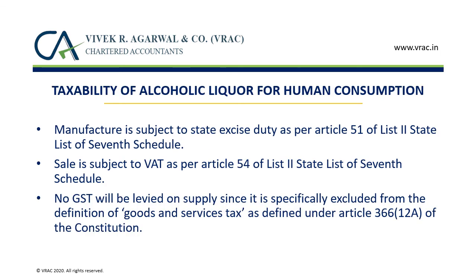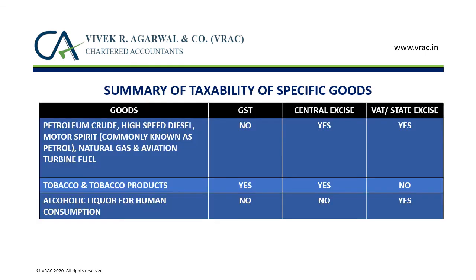Coming to taxability of alcoholic liquor for human consumption. Manufacture of this is subject to state excise duty, as per Entry 51 of List 2 State List, of the 7th Schedule. Their sale is subject to VAT, as per Entry 54 of List 2 State List, of the 7th Schedule. However, no GST will be levied on supply, since it is specifically excluded from the definition of goods and services tax as defined under Article 366(12)(a) of the Constitution. The following is the summary of the taxability of the specific goods which we discussed. Kindly go through the same for better understanding.